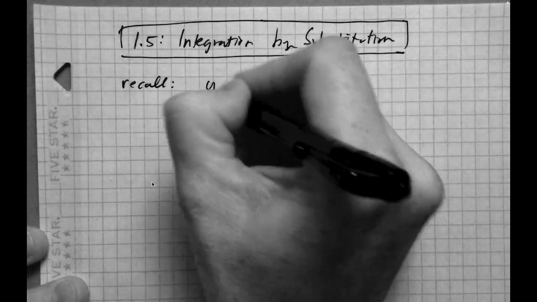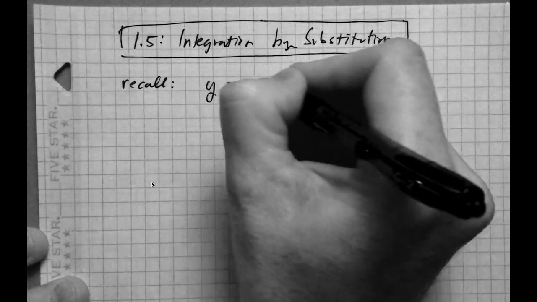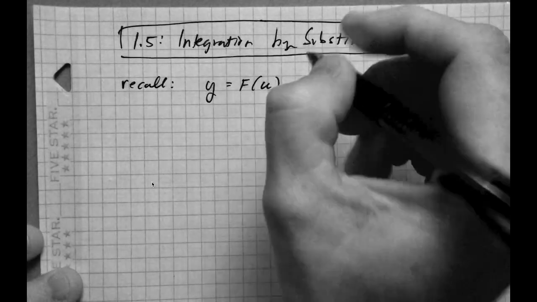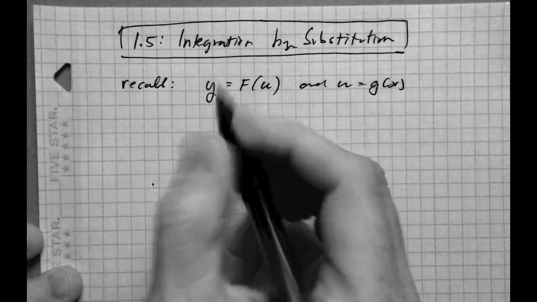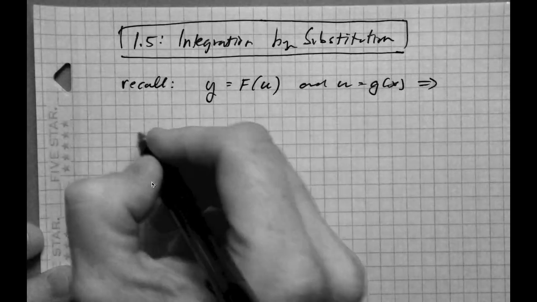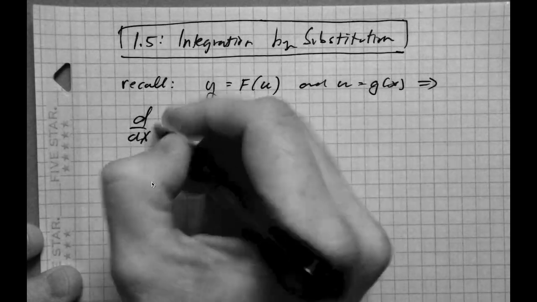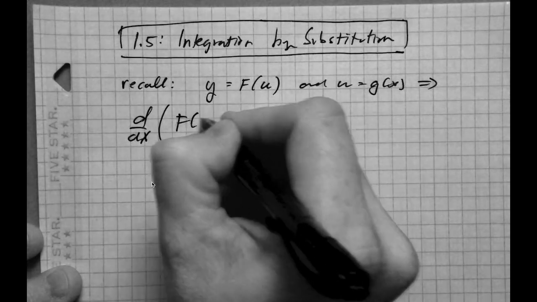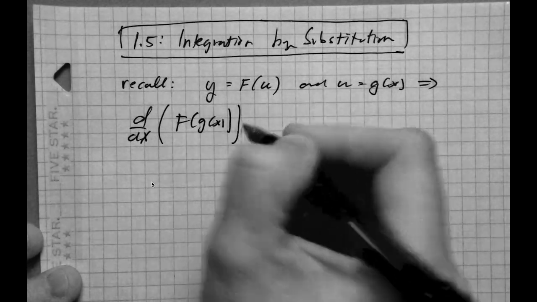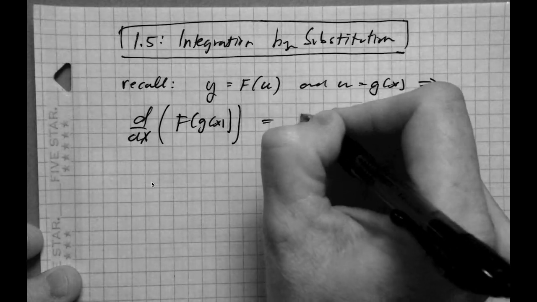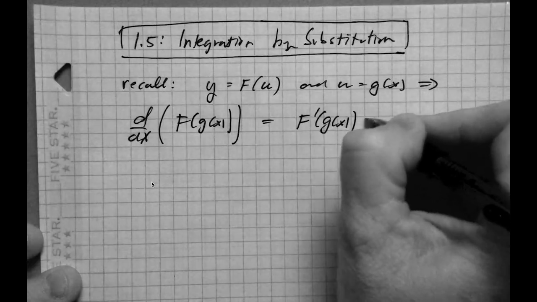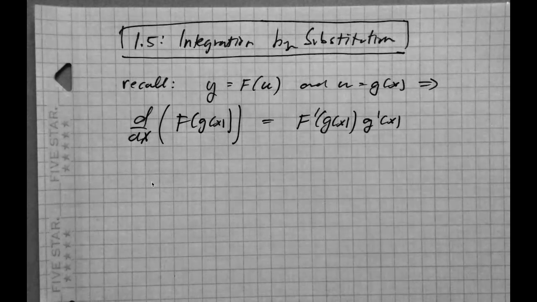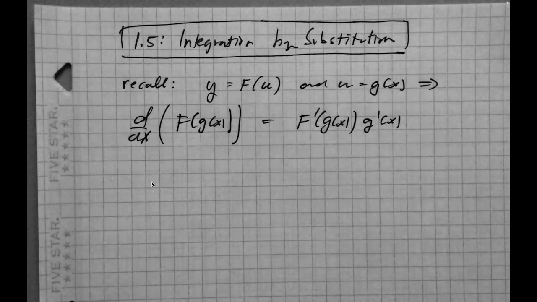previously we've talked about having y equal a function of u and u equaling g of x. Given this, the derivative d/dx of f of g of x is equal to f prime of g of x times g prime of x. Okay, so this is the chain rule from Calculus 1.